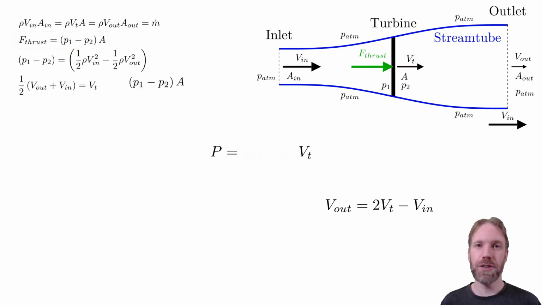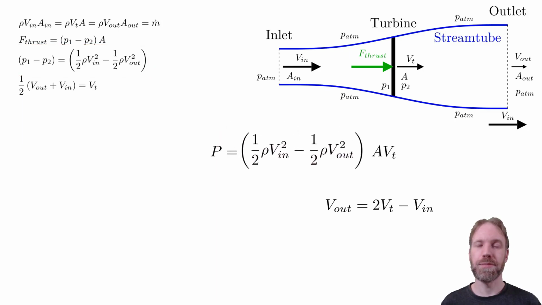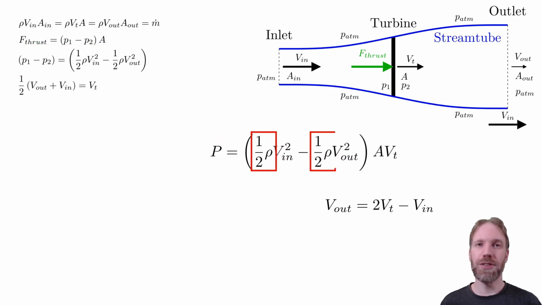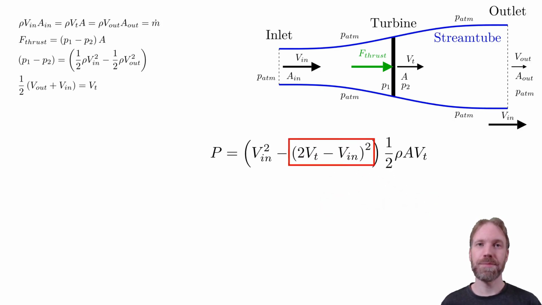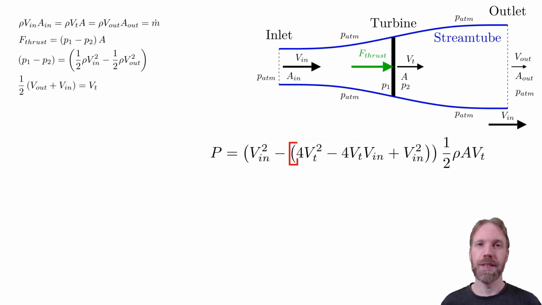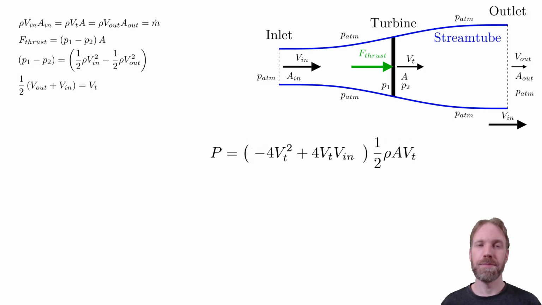Insert the expression for the thrust force, and use the expression for the pressure difference. Write 1/2 rho outside parentheses. Insert V out into the expression. Expand the square. Remove parentheses. Cancel the inlet velocity. Vt is a common factor. 4 as well.